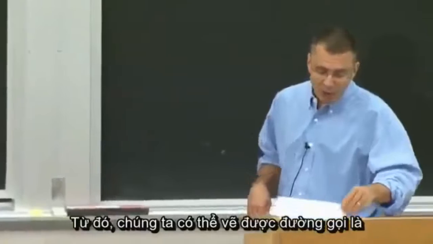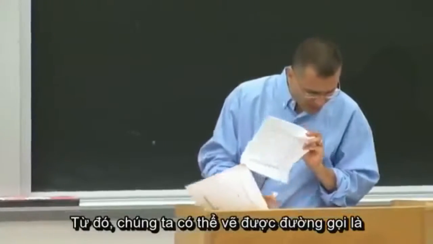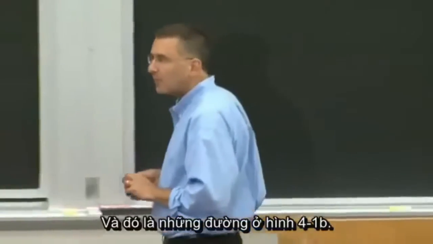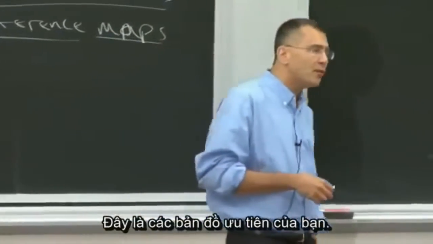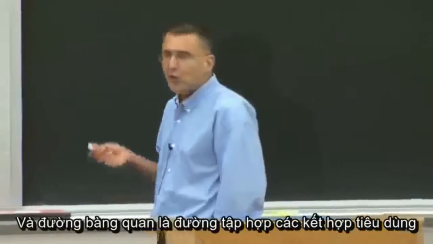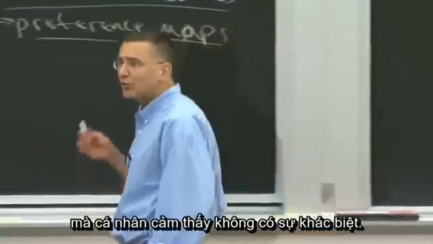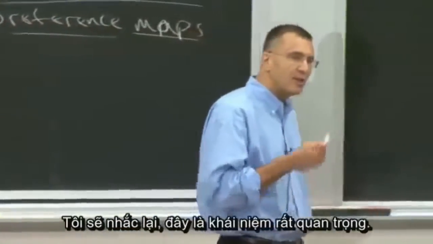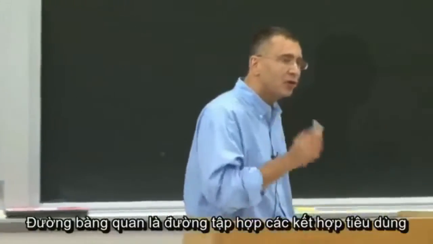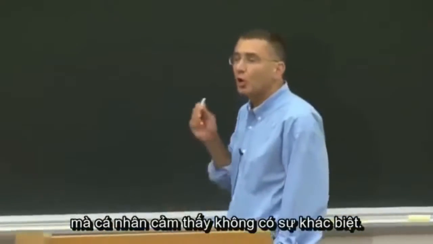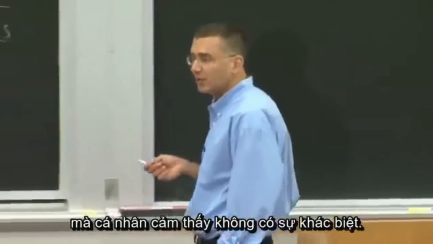Okay? Then what we can do is we can draw what we call indifference curves. And that's in figure 4.1b. These are maps of your preferences. An indifference curve is the curve showing all combinations of consumption along which an individual is indifferent. Okay, I'll say that again, very important concept. An indifference curve is a curve showing all combinations of consumption along which an individual is indifferent.